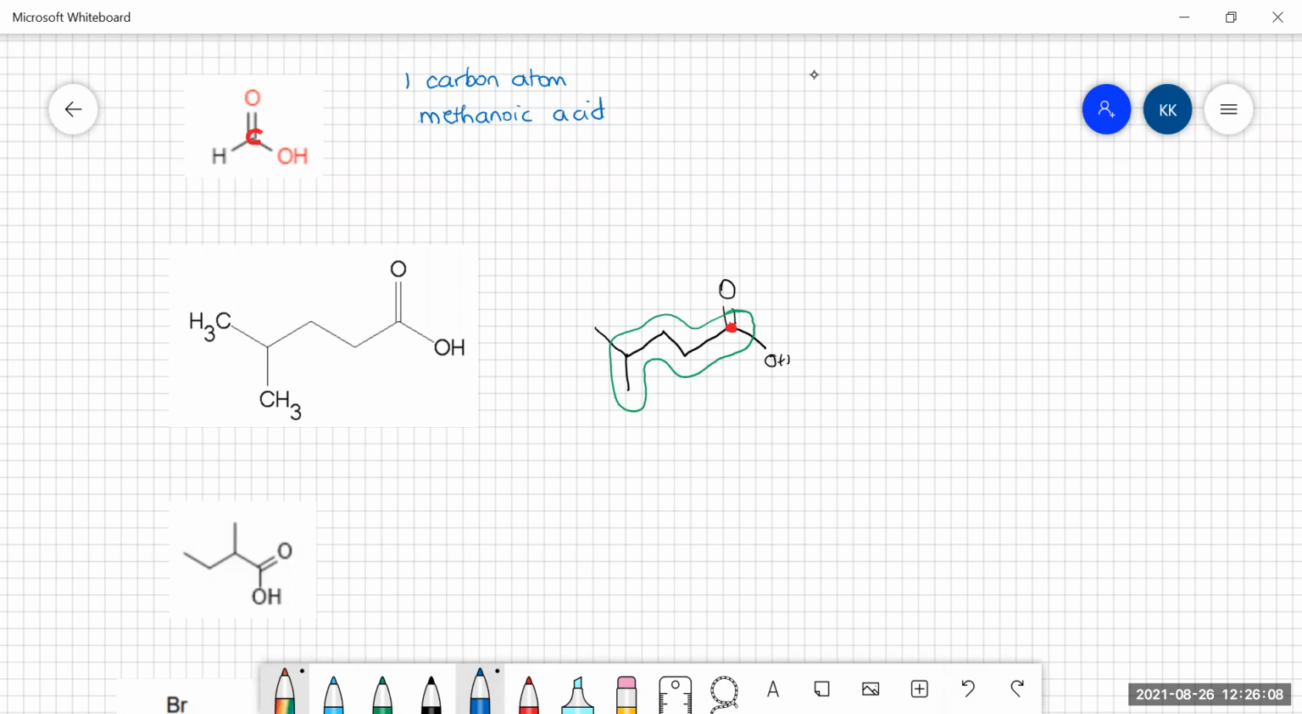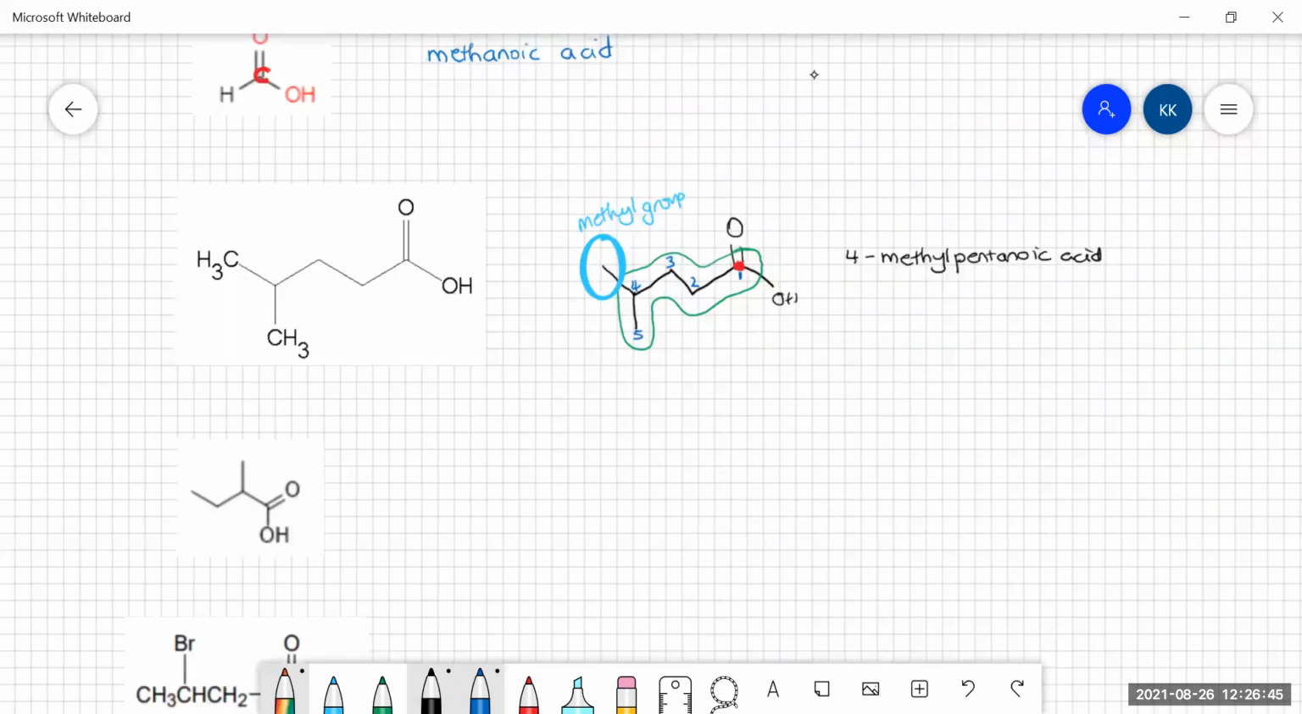Now, numbering the chain, the carboxyl carbon has to be number 1. It's number 2, 3, 4, and 5. So this is a pentanoic acid, but we have a methyl group here on carbon number 4, which makes this 4-methyl, and 5 is pent, so 4-methylpentanoic acid. All right, your turn. Pause the video, have a go at this one.